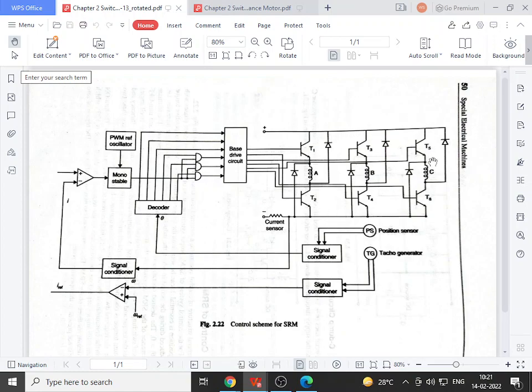You are familiar with this particular circuit. This circuit is your power converter circuit, which is used to excite particular phases. We have already discussed this circuit in a previous lecture. It consists of a total of 6 IGBTs, or 6 switching devices, along with 6 freewheeling diodes. That is your first type of power converter circuit. Now SRM is considered as a three-phase SRM.